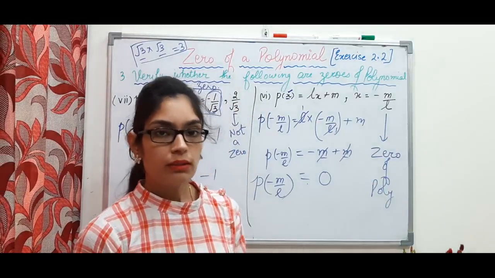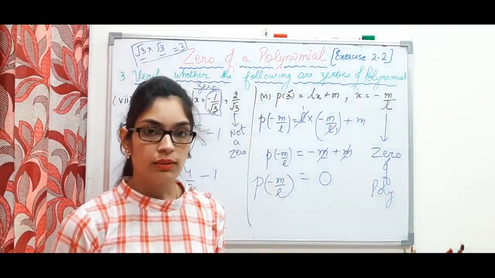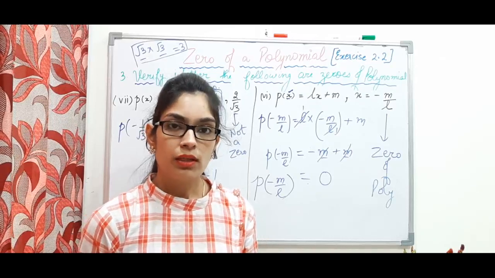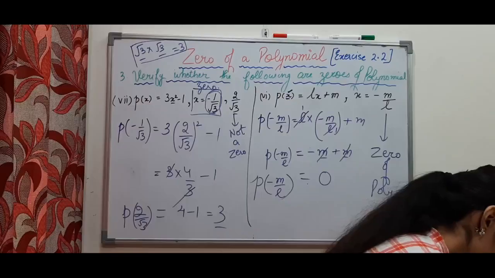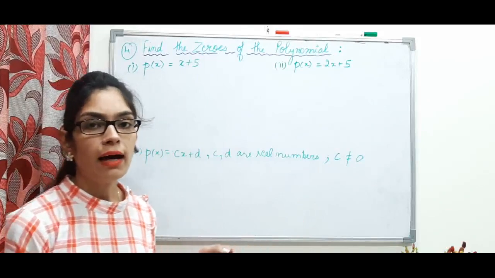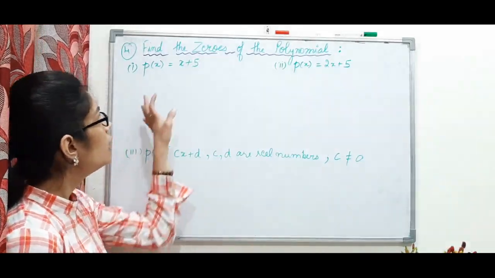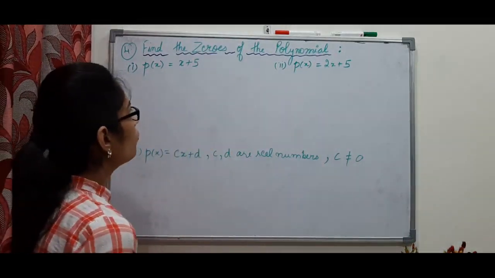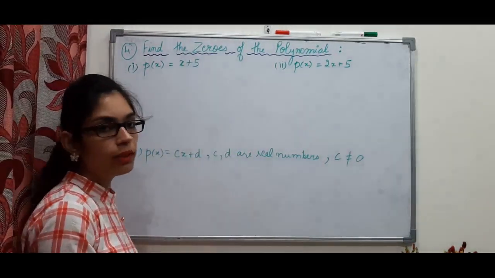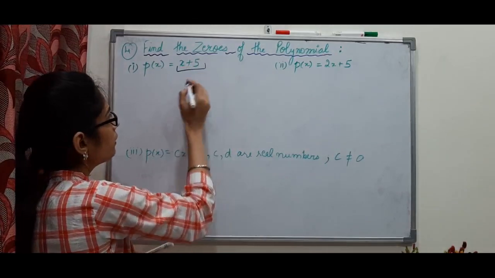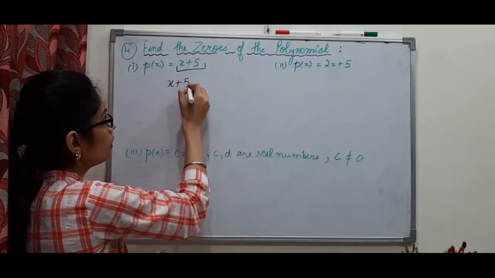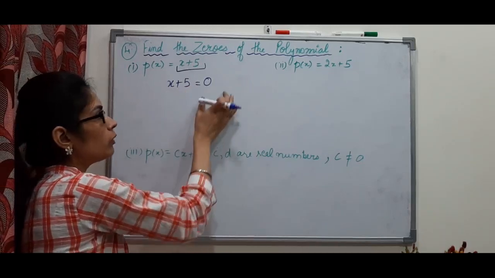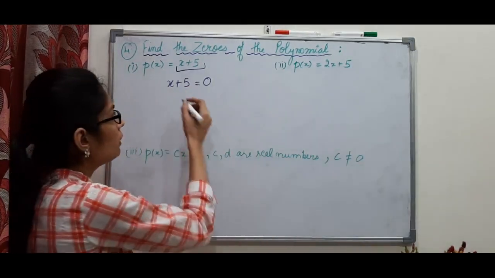So now the remaining 4 parts you have to try yourselves, and any doubts you can post in the comment section. And now let's do the last question of this exercise. So this is the fourth sum and last sum of your exercise. In this sum you have to find the zeros of the polynomial. So this is really simple. Whenever you have to find the 0 of a polynomial, just equate the given polynomial to 0, which means write that polynomial equals to 0. That's simple. Then you can solve it.